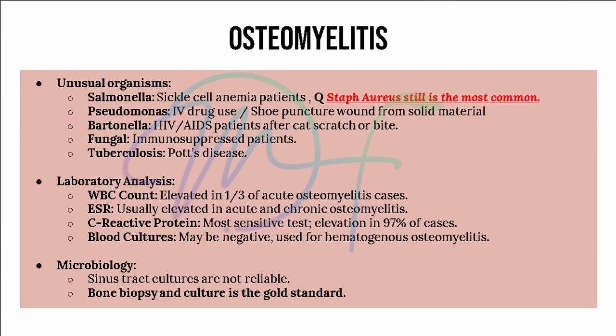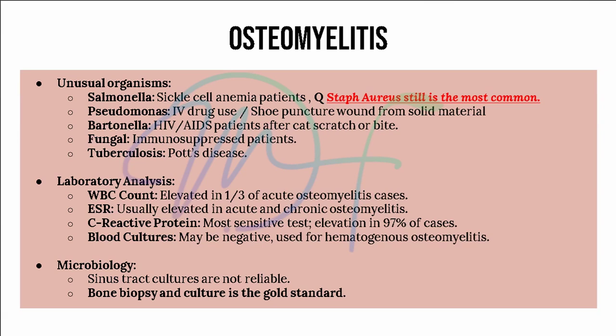Laboratory analysis for osteomyelitis includes elevated WBC count in 1/3 of acute cases, elevated ESR in both acute and chronic cases, and C-reactive protein, CRP, which is the most sensitive test, elevated in 97% of cases. Blood cultures may be negative but are used for hematogenous osteomyelitis. Microbiological confirmation relies on bone biopsy and culture, as sinus tract cultures are not reliable.